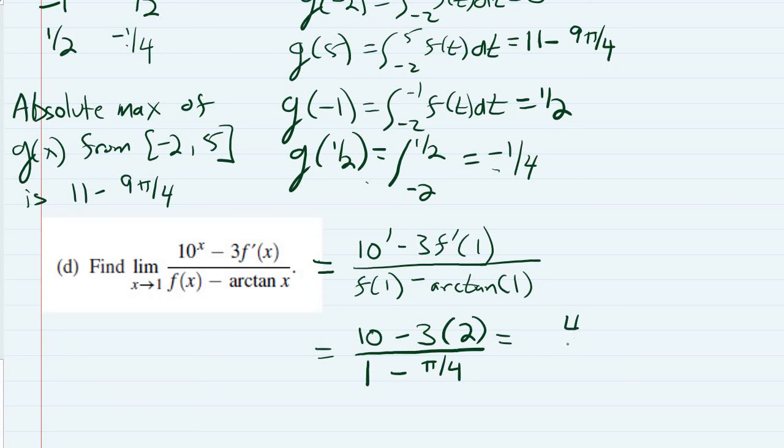So basically I can answer this as a final answer of 4 divided by 1 over pi over 4, and if you want to simplify that you can, but you can leave this just as it is as a final answer. No explanation is needed.